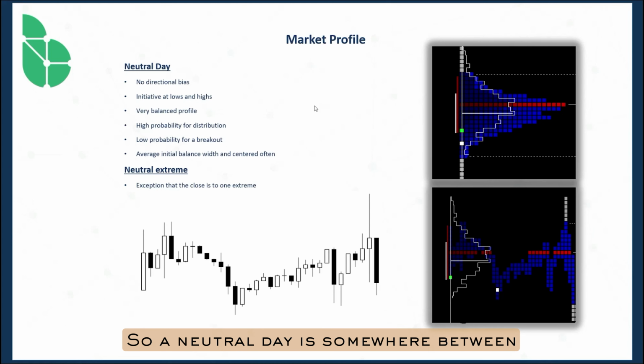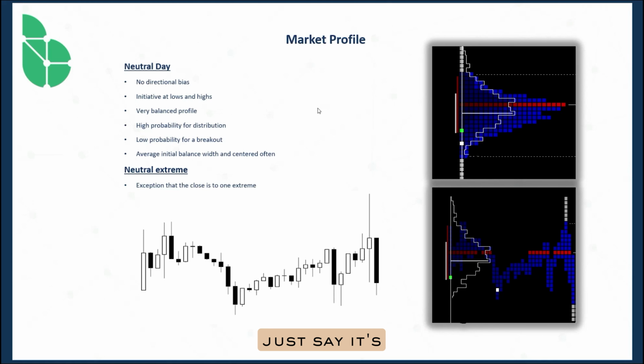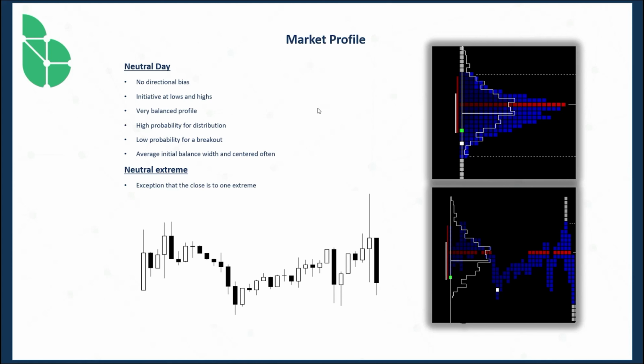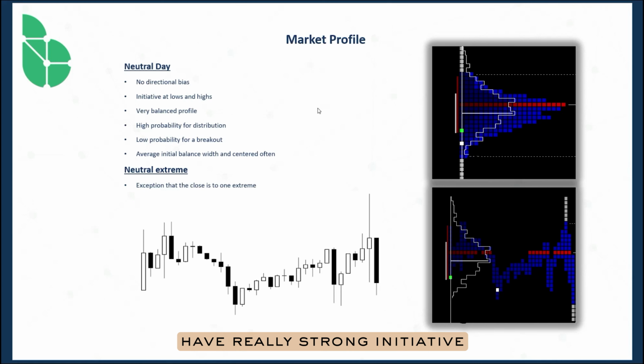So a neutral day is somewhere between that normal day and, let's just say, it seems way more balanced than anything else. There's no directional bias, but we have really strong initiative at lows and highs. So it is very balanced.